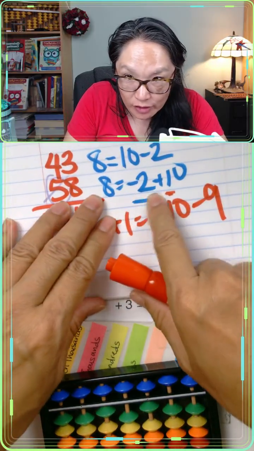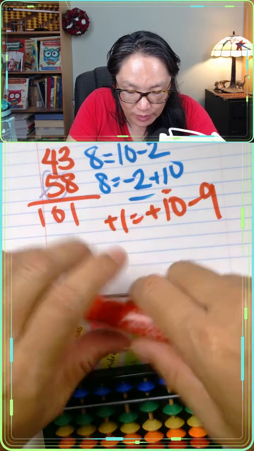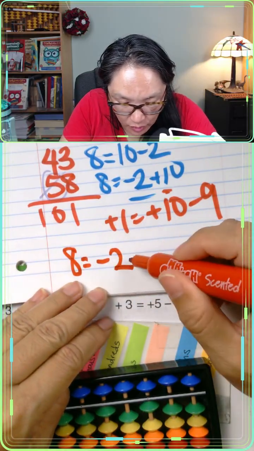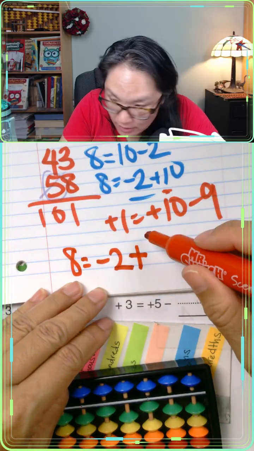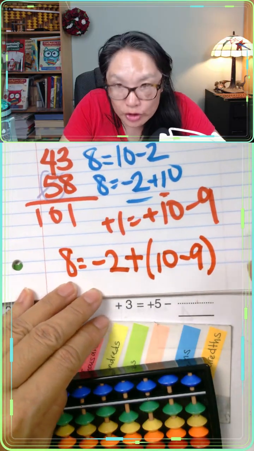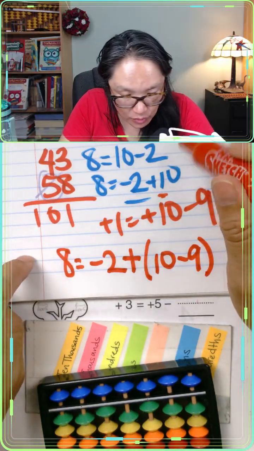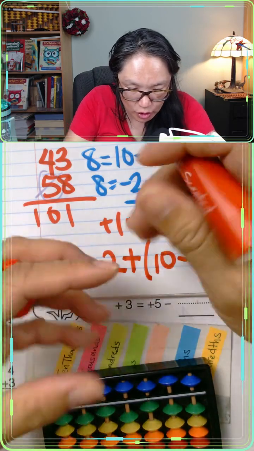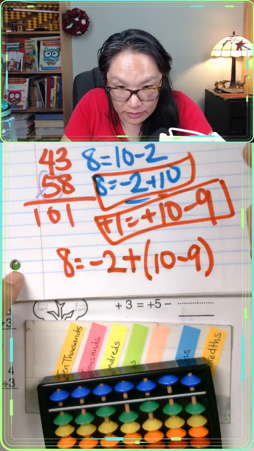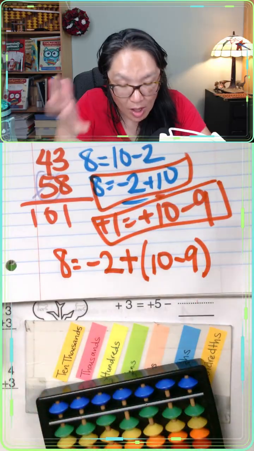When we look at this question, 8 is equal to minus the 2 plus the 10. You could rewrite it to be 8 is equal to minus the 2 plus 10 minus 9. You could do that. It's up to you, because we're just putting building blocks together. So the building block is how to make a 10, how to make a 10 again. And this is what I call a two-step equation or a multi-step equation.